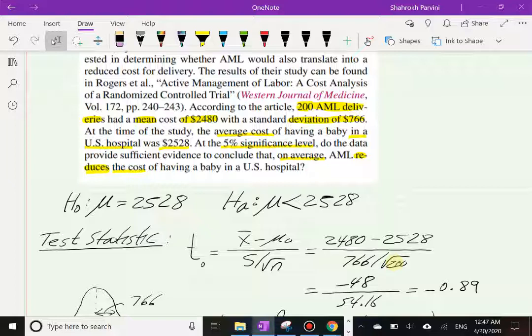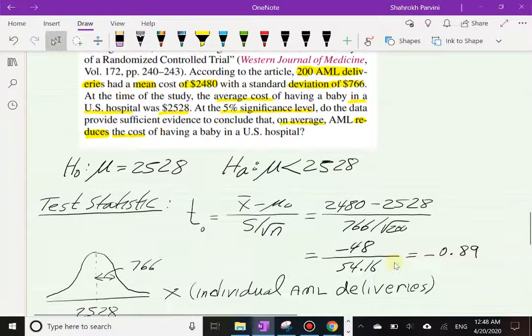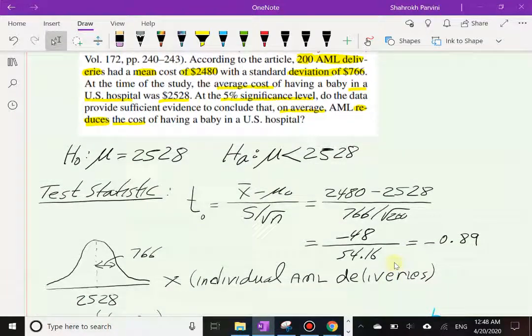Now, the question is, is that $48 saving really significant? Once we standardize this difference of $48 divided by S over root n, we get a t-score, not a z-score, a t-score of less than 1 deviation below. That means it's not too far away from the center. So, although the sample size was respectable, 200, part of the reason we will not reject this null, because my t-score is so low, is because the deviation is too high relative to the mean. That's why. So, again, I've drawn the distribution. This is the presumed distribution that individual AML deliveries follow a normal distribution with the mean given by the null, deviation given by the sample.